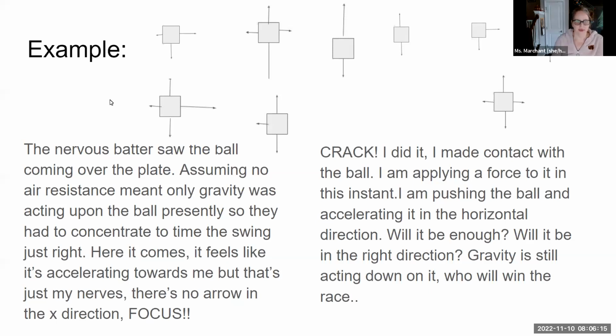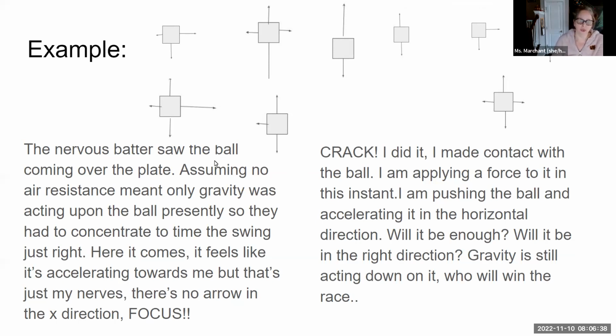So here's an example. You're going to get all these free body diagrams. The nervous batter saw the ball coming over the plate, assuming no air resistance meant only gravity was acting upon the ball presently, so that to concentrate to time the swing just right. Here it comes. It feels like it's accelerating towards me, but that's just my nerves. There's no arrow in the X direction.